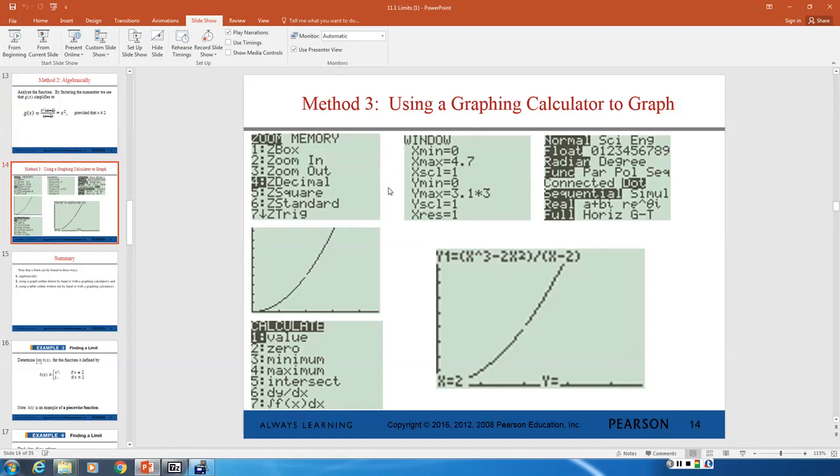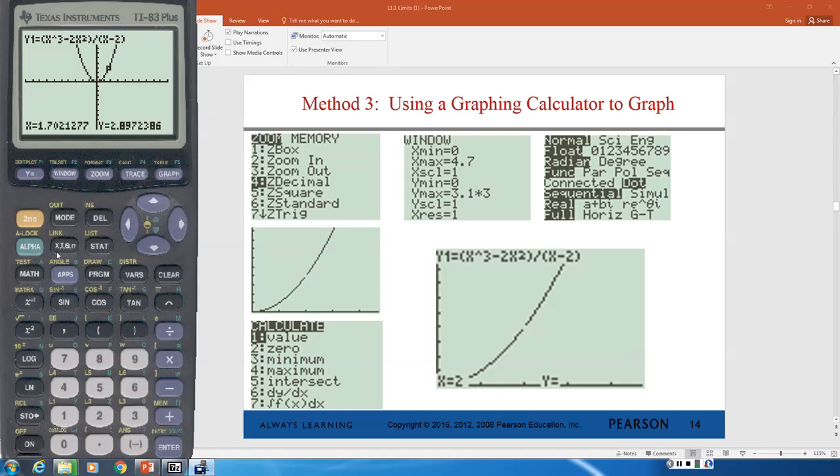What I'm going to do is hit the zoom decimal button. Zoom, and I'm going to choose number 4, decimal. We use that screen a little bit in Math 1630, but we'll use it a little bit more here because it lets us actually see the place where x can't be 2. So I went to zoom decimal.